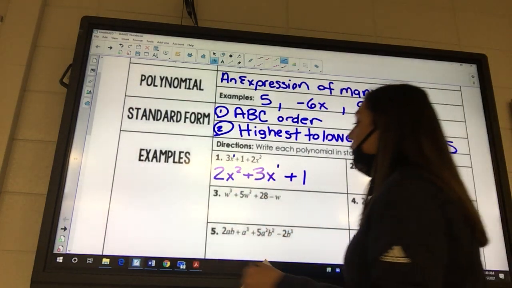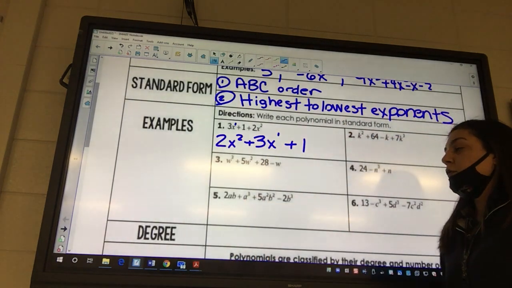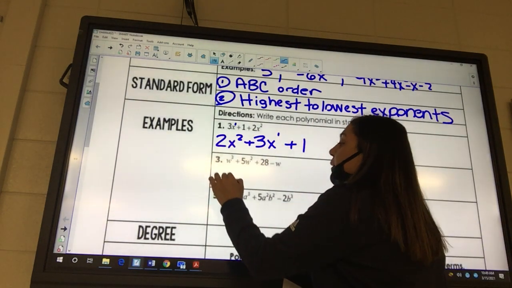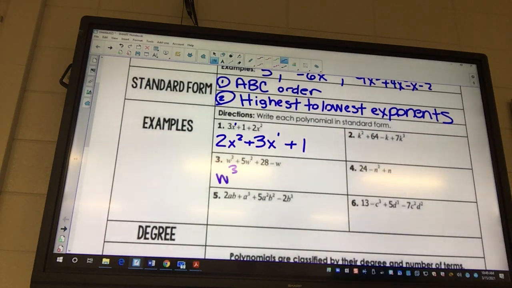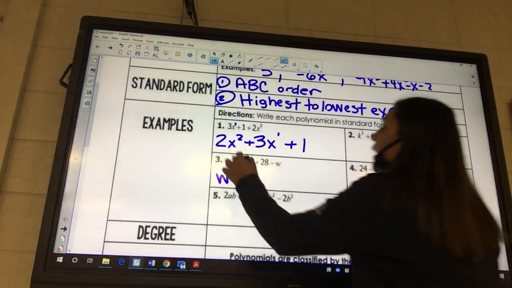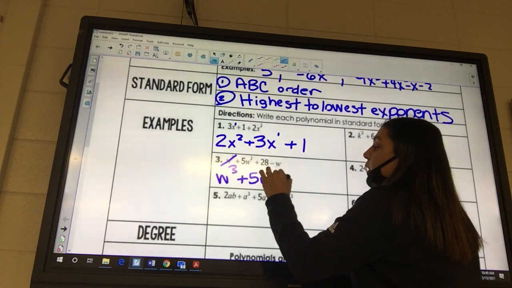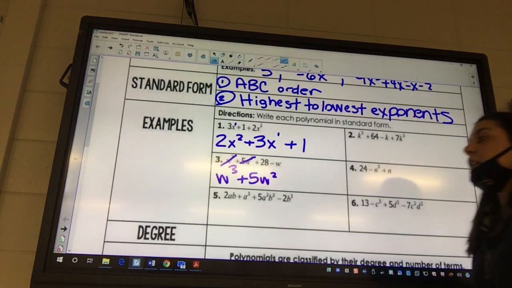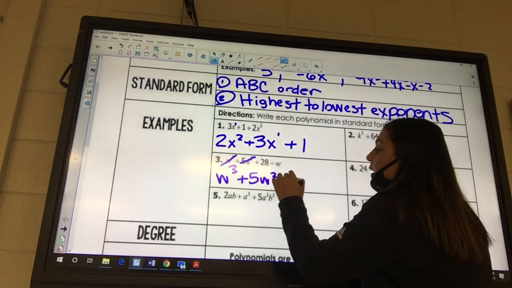So when we look at this one, what's the highest exponent? 3. Third, okay, so it's going to be w to the 3rd. And maybe you might need to cross it off after you use it. So you use w third, cross it off. What's the next highest exponent? Second, squared, so plus 5w squared. What's the next highest exponent? w. So it's going to be minus w.